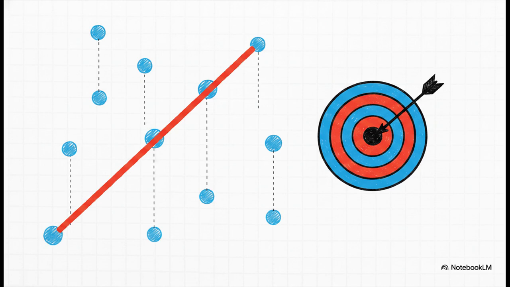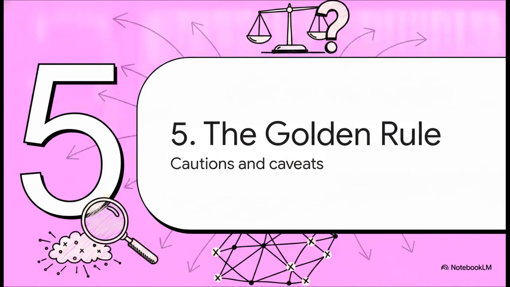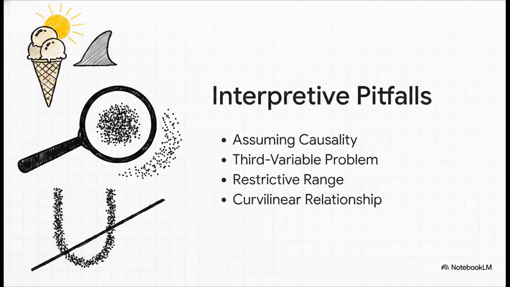It's pretty brilliant, honestly. Section 5. The Golden Rule of Stats. Now, here's the absolutely crucial point. Even a massive, undeniably strong correlation coefficient does not mean one thing actually caused the other. We absolutely have to avoid these common errors.